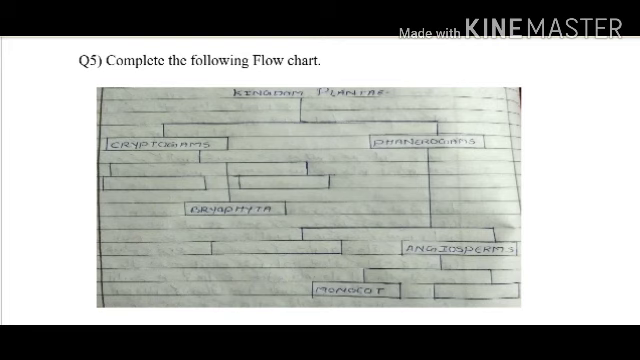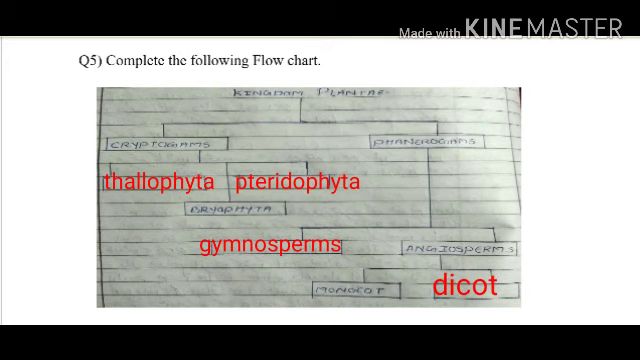Now question number 5, complete the following flow chart. This is the flow chart of kingdom Plantae. Two divisions are given, cryptogams and phanerogams. Cryptogams are divided into Thallophyta, Bryophyta, which is already given, and Pteridophyta. Phanerogams are classified into gymnosperms, and angiosperm is already given. Angiosperms are further classified into monocot, which is already given, and then you have to write dicot.